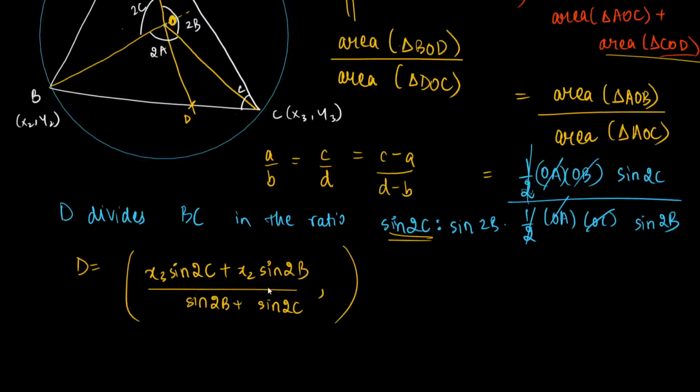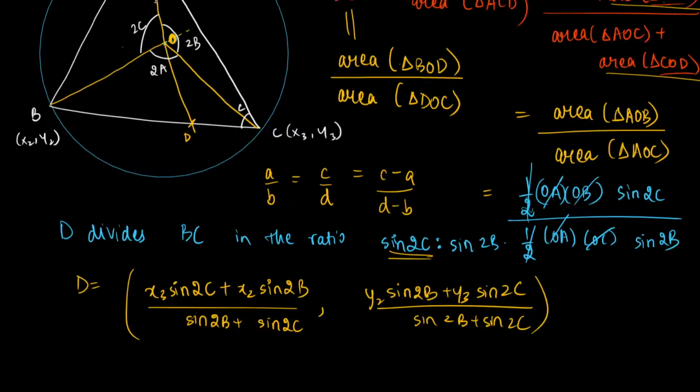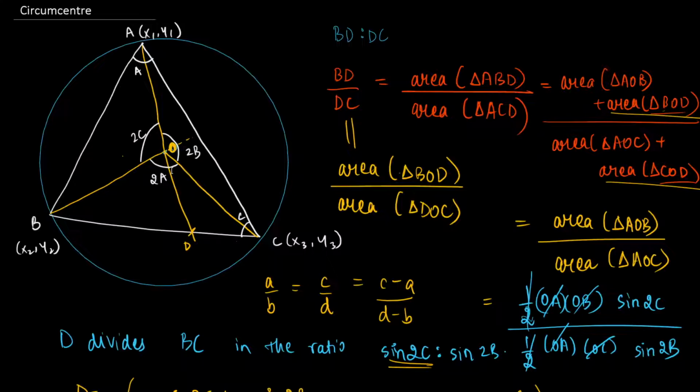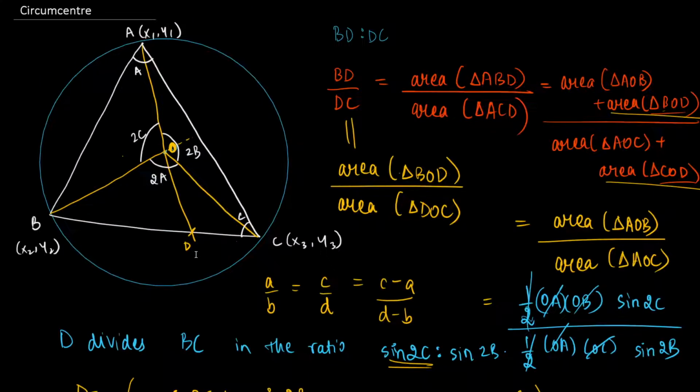And similarly, the y-coordinate is going to be y2 sine of 2B plus y3 sine of 2C divided by sine of 2B plus sine of 2C. So we figured out what D is. Now we need to figure out the ratio in which O divides AD. So what is the ratio OA to OD? How do we write that?